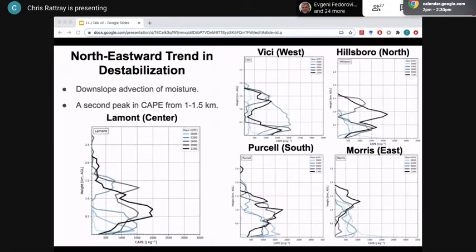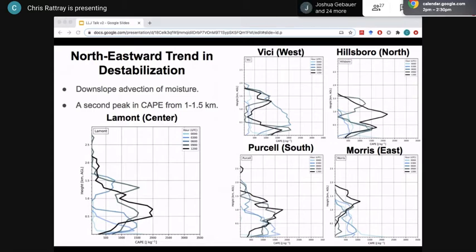You might expect that moisture advection has an impact on CAPE profiles, and this appears to be the case. These profiles are showing CAPE as a function of height. The black line is 12 UTC, lighter lines are earlier. And we see that all sites have greater instability aloft at night with a northeast trend.